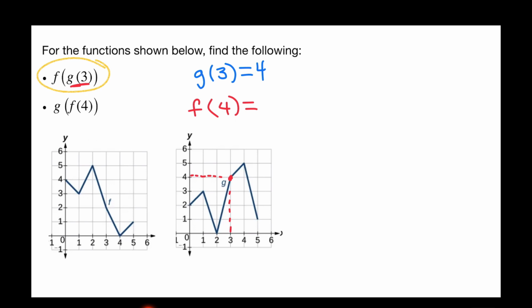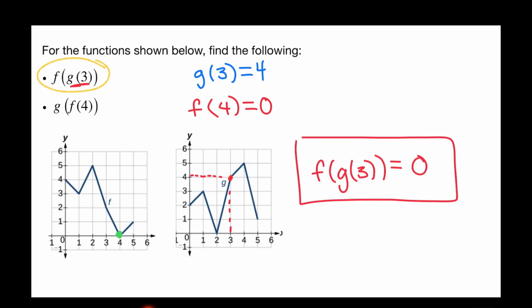And now I've got to find f of 4. So I'm going to go to my graph of f, x equals 4. When x is 4, the y value is 0. So f of 4 equals 0, and that's my final answer. With this composition problem, really it's a two-step problem. We find g of 3 first, that gave me 4. Then I find f of 4, and that gives me my final answer. So we start on the inside and work our way out. So f of g of 3 is equal to 0.